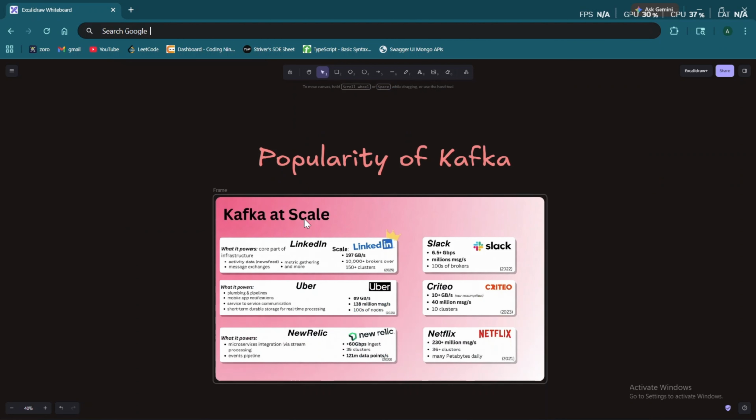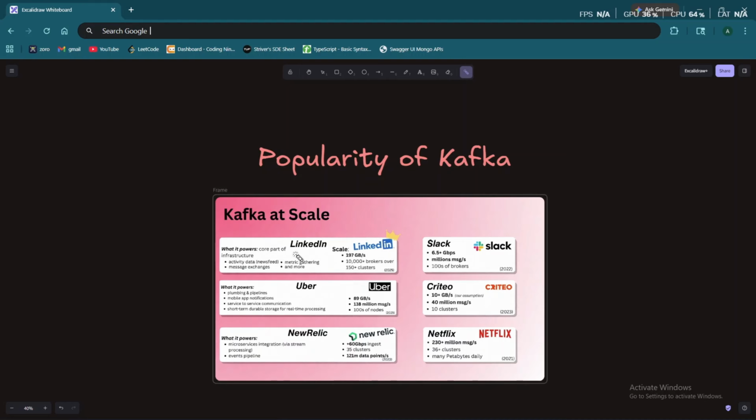Let's jump ahead and see the popularity of Kafka among big techs. Kafka helps big tech scale their applications at insane scale. For example, LinkedIn processes data at 197 GB per second, with 10,000 plus brokers. I know you don't know what a broker is. It's not a house broker who lets you find a house in Bangalore. A cluster essentially means multiple brokers.